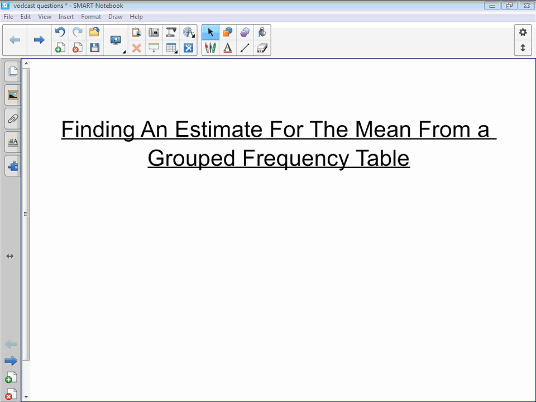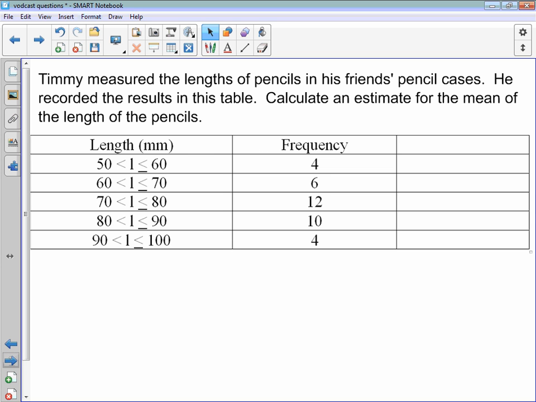So we're going to look at finding an estimate for the mean from a grouped frequency table. We're going to look at two examples about how we can do this. The first example is looking at Timmy, who's measured the length of pencils in his friend's pencil cases. We recorded all his results in this table, and we're now going to find an estimate for the mean.